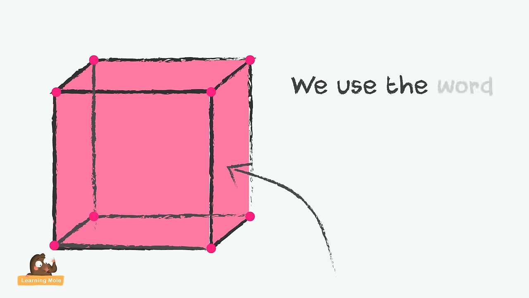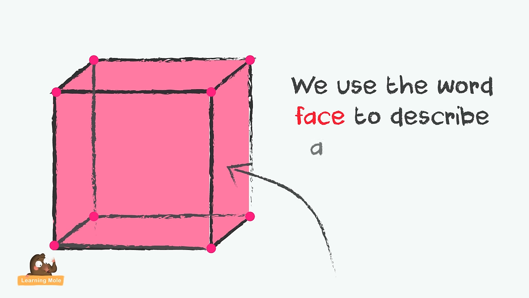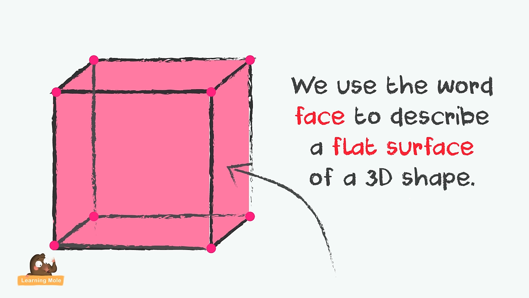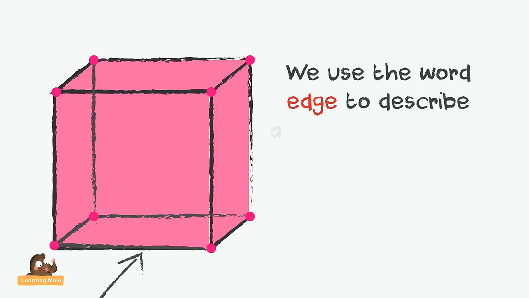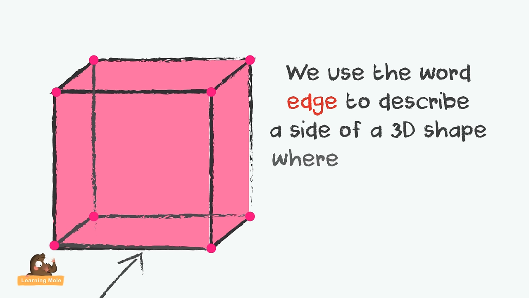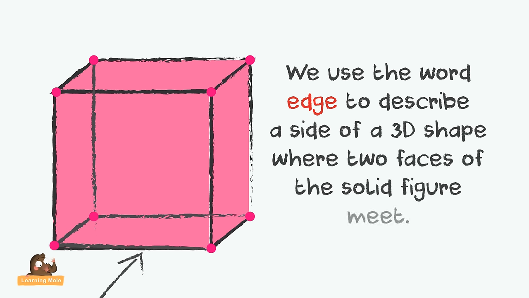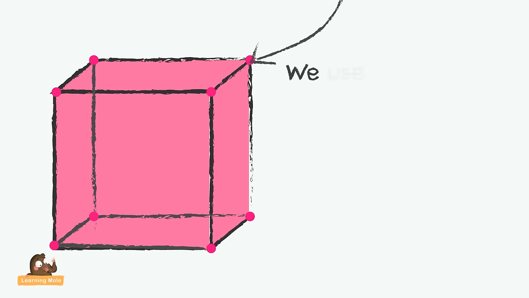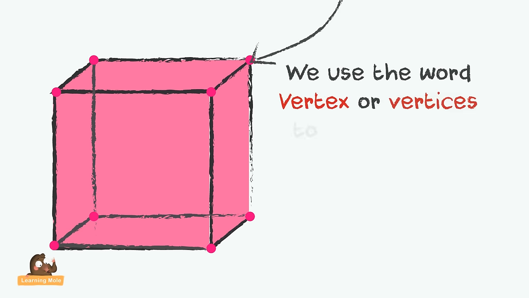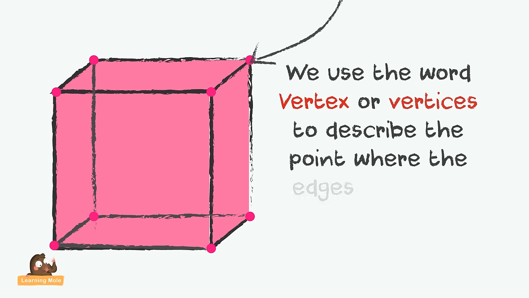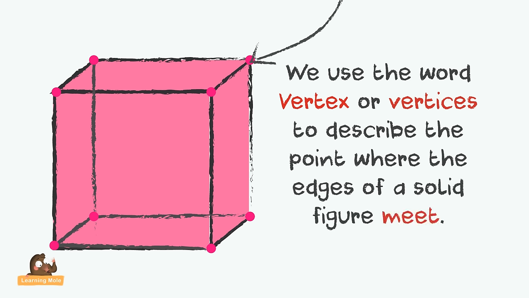We use the word face to describe a flat surface of a 3D shape. We use the word edge to describe a side of the 3D shape where two faces of the solid figure meet. We use the word vertex or vertices to describe the point where the edges of a solid figure meet.